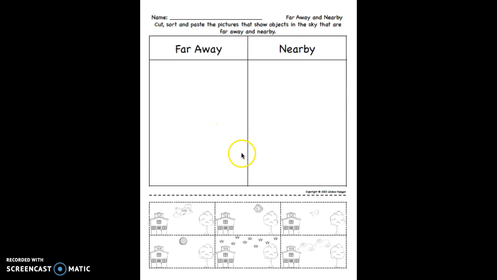So let's look at our T-chart. On this side, it says far away. So all the items that you glue here and place here are items that would be in outer space. This side says nearby, so all of these items would be close to Earth, not in outer space. Our options are down here.